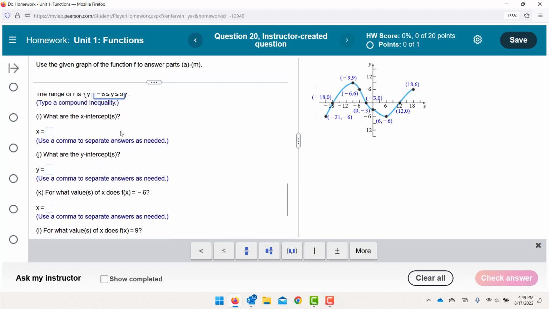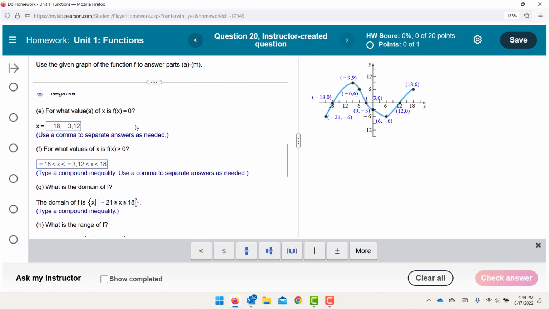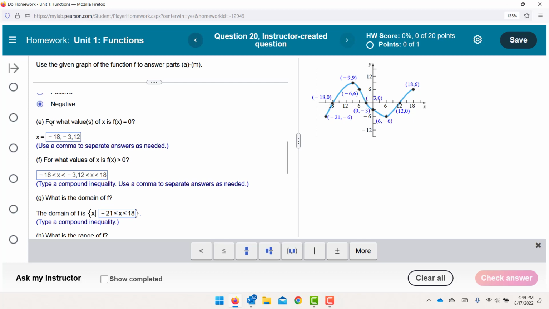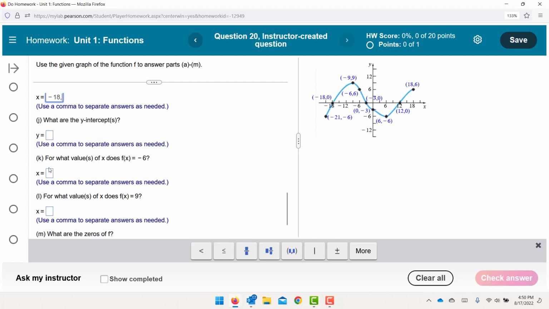Alright, now part I. This problem has a lot of parts. Part I, what are the x-intercepts? It's just asking for the x value, not the entire point. So just name the x's where it crosses the x-axis. And we actually already named those, because if we're on the x-axis, that means y is 0. So it's like the same as part E. The x is where y is 0, that is the x-axis. So it's going to be the same numbers again, negative 18, negative 3, and 12. That's where the curve crosses the x-axis. So I'll put those same answers again.